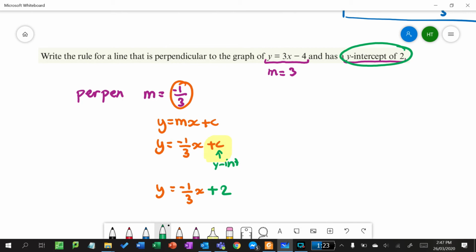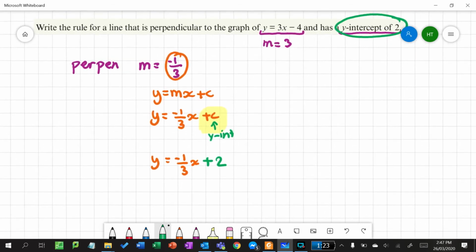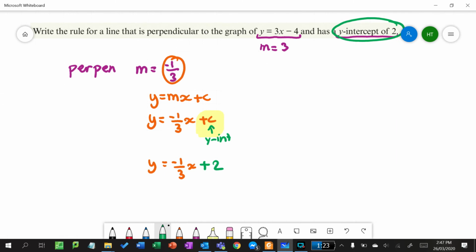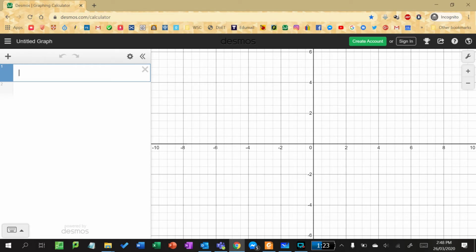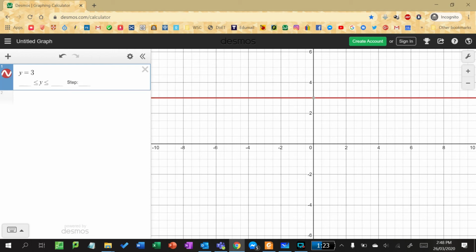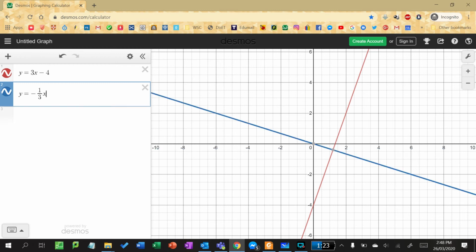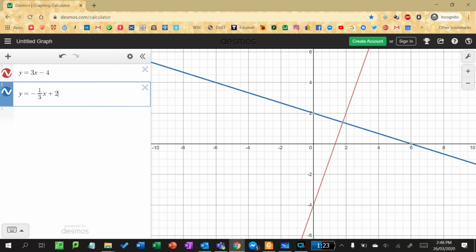Quite a simple question, isn't it? Now if I graph this on the calculator, I will see that we'll have the two lines meeting at 90 degrees. So let's try that actually. Here, I'm going to put in the original equation that they gave us in the question. So that was y equals 3x minus 4. And then I'm going to graph my second equation, which we found to be y equals negative 1 over 3 x plus 2.